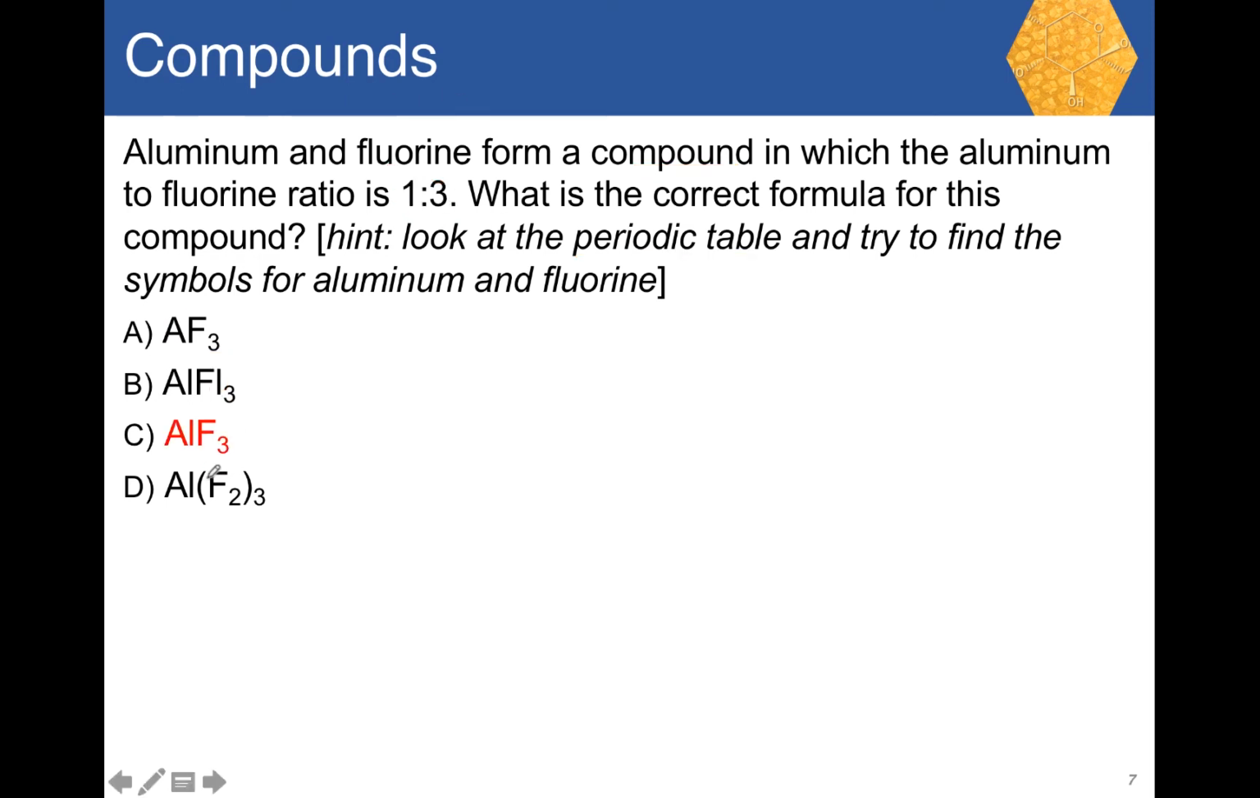You can tell that this is the correct answer because it fits the 1 to 3 ratio and the symbols for aluminum and fluorine match up. So you should be able to look at any compound and determine that fixed ratio based on the symbols of the elements.